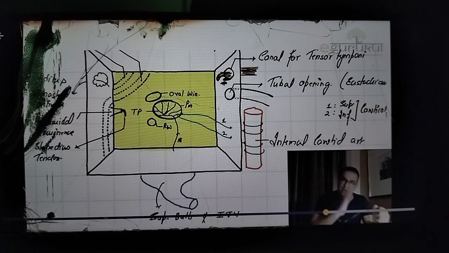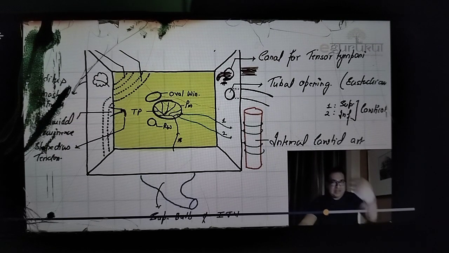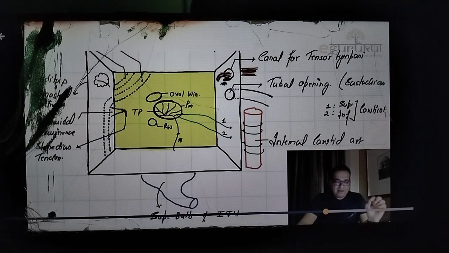is also close to which wall? Close to the medial wall. So that's the pyramidal eminence through which the tendon of the stapedius will come out and will obviously attach to the neck of the stapes. We discussed it last time. It attaches to the neck of the stapes here.